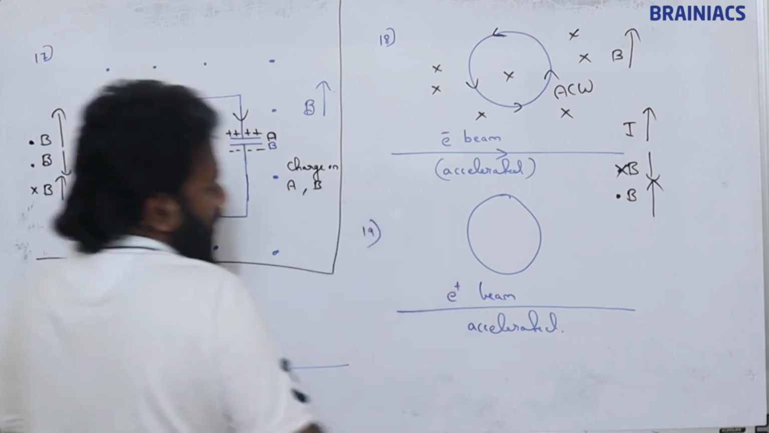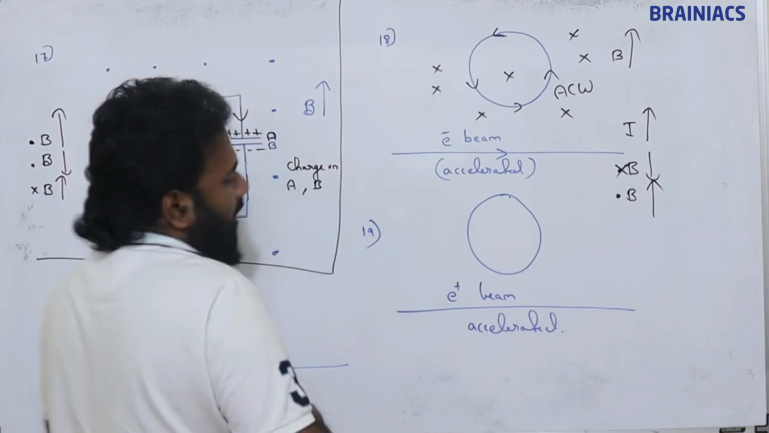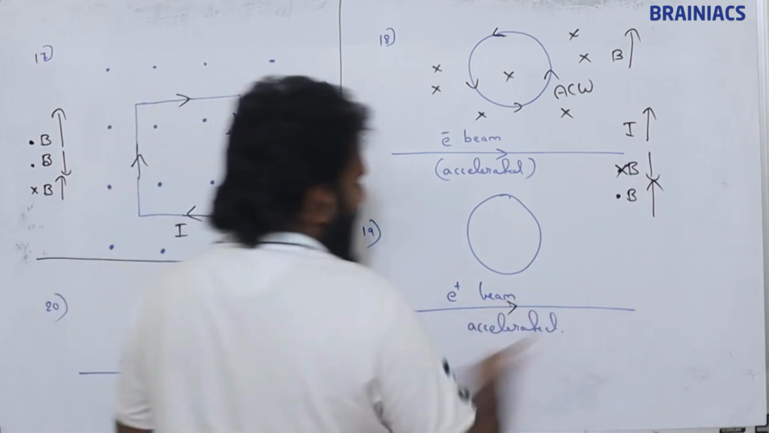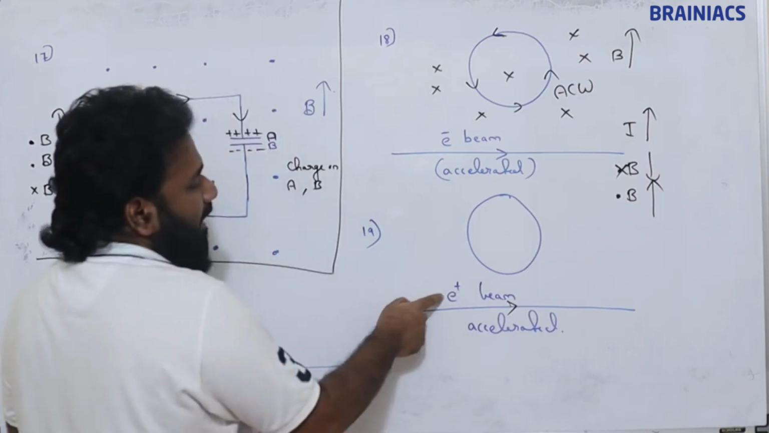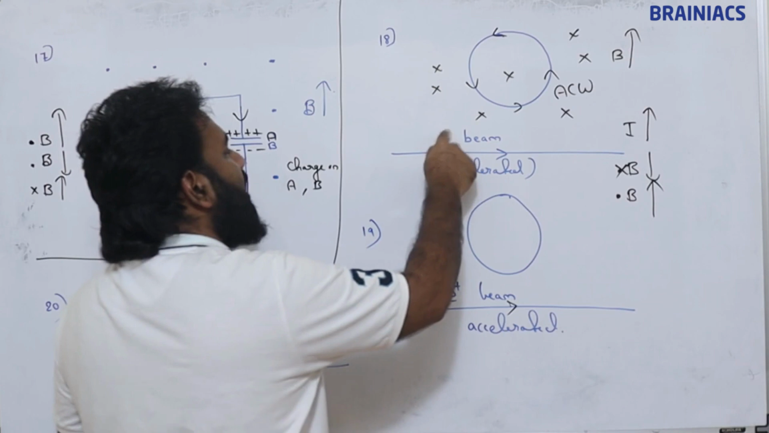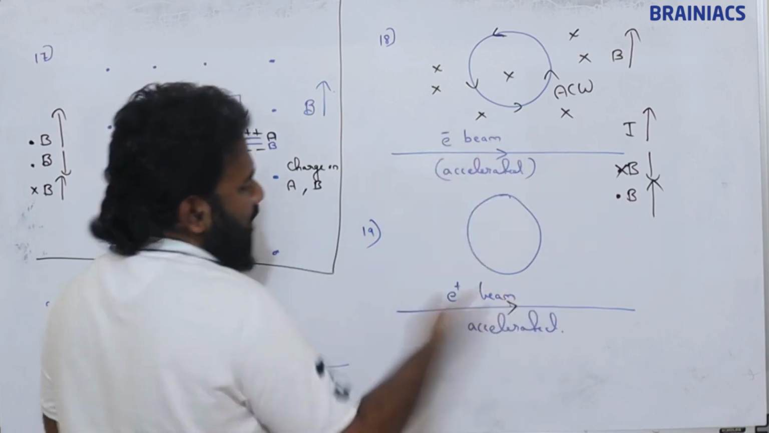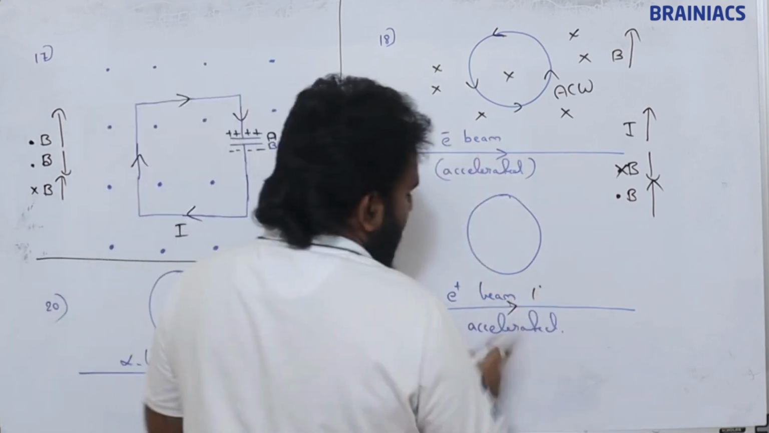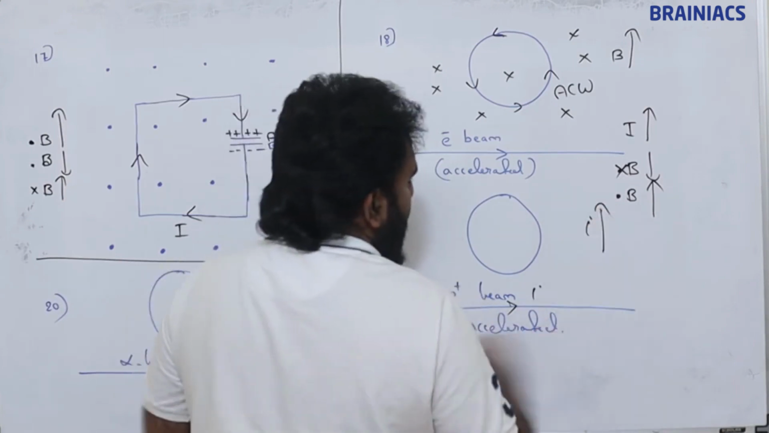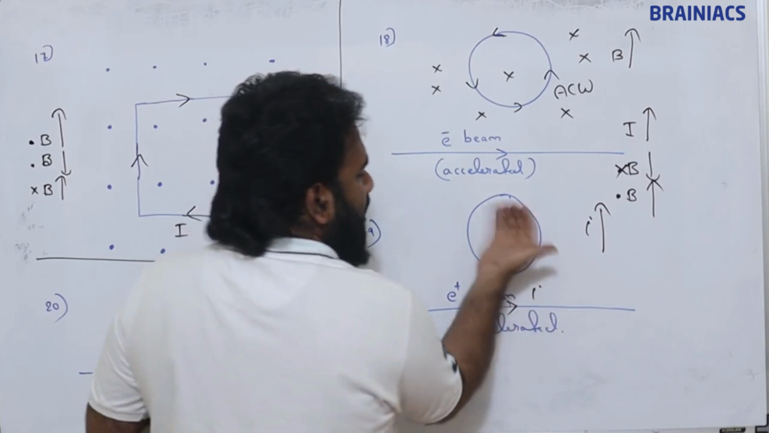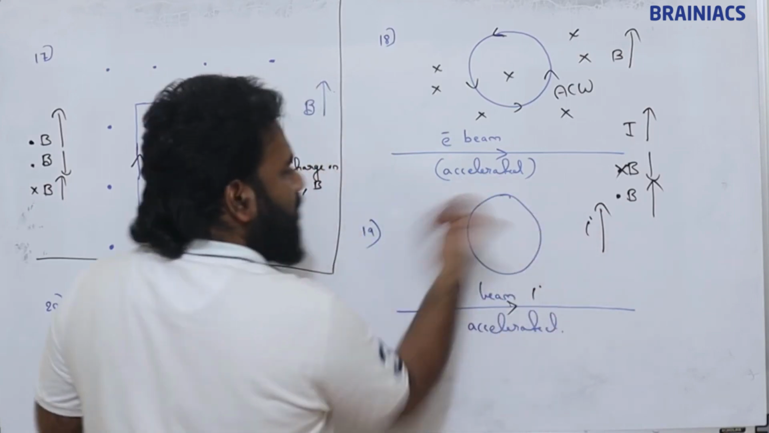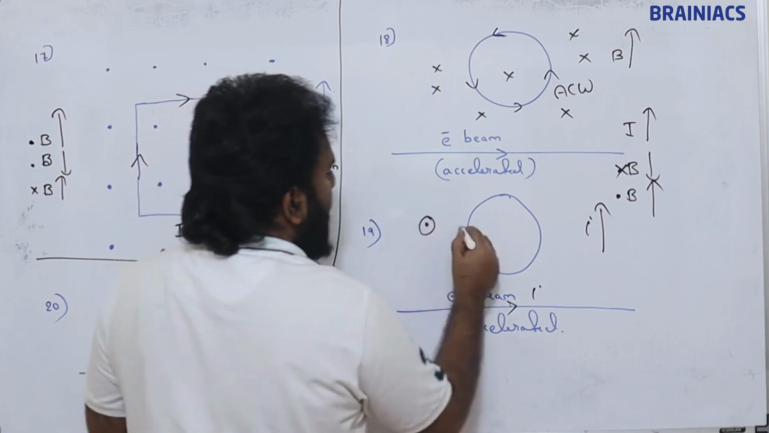Now here the beam is accelerated. Sorry, this is not an electron beam, this is an E plus beam. So positive charges are coming. This is E minus, so that is an electron beam. This is E plus. So current is coming in this direction, accelerated. So current is increasing. Current is moving in this direction, then the direction of magnetic field will be outside.